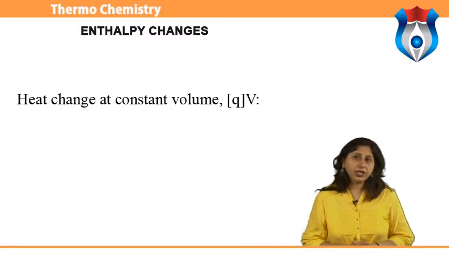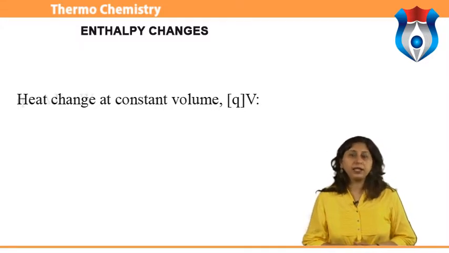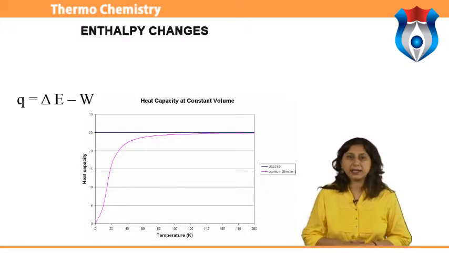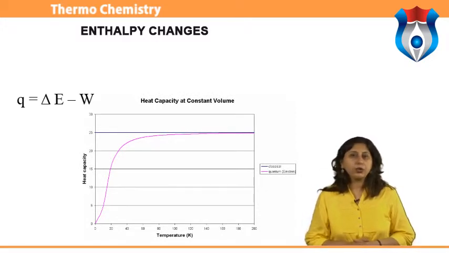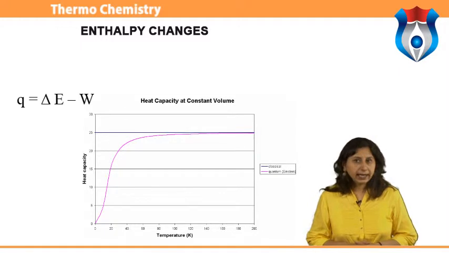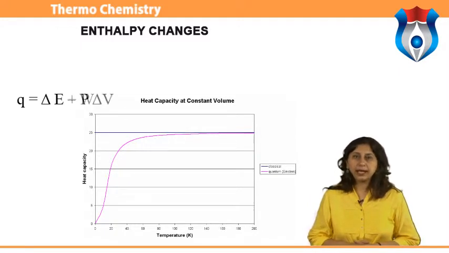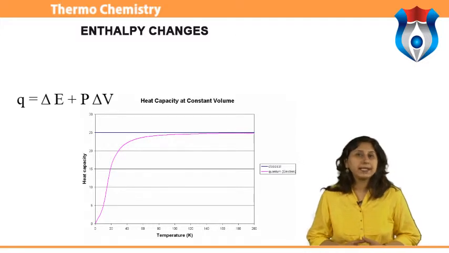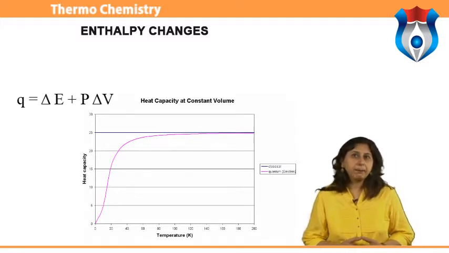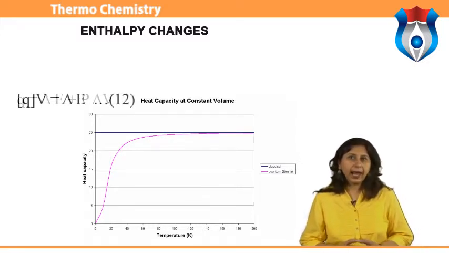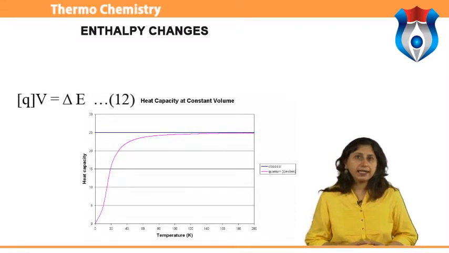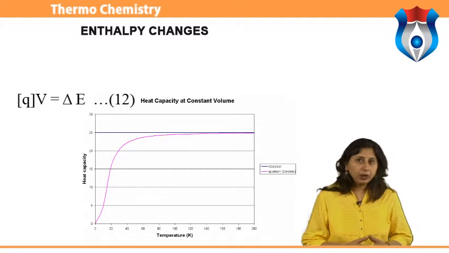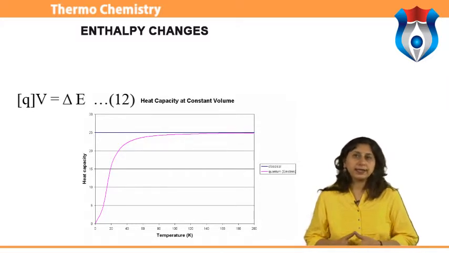Heat change at constant volume, Q_V. From the definition of the first law of thermodynamics, we can write Q is equal to delta E minus W, and in terms of work of expansion, Q is equal to delta E plus P delta V. At constant volume, delta V is equal to 0, so we can write Q_V is equal to delta E.